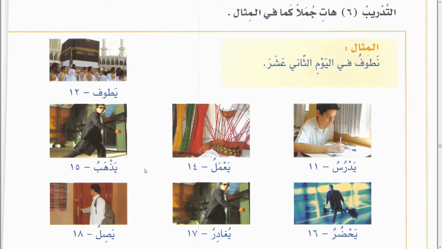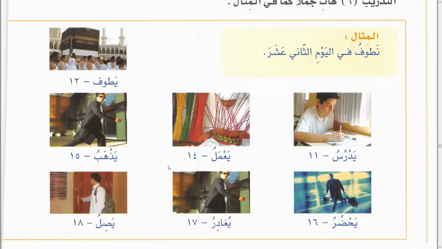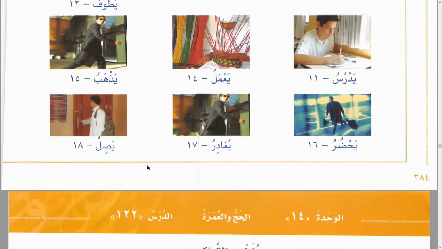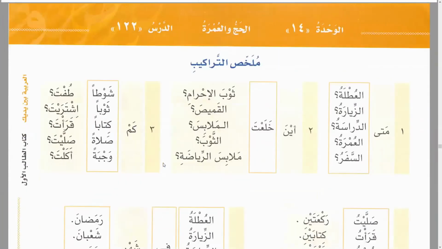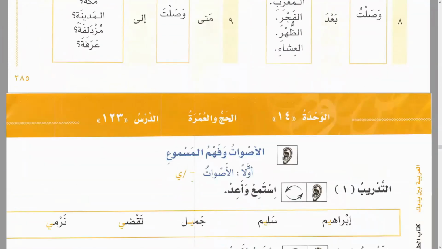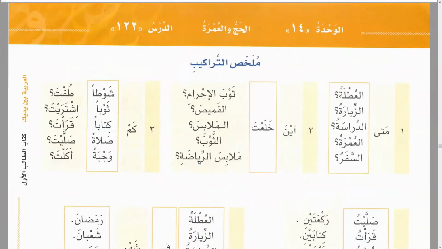Right, so the exercises are getting so difficult, complicated. Okay, alhamdulillah, we reached the last part, that is ملخص التراكيب. We'll do the aswat wa famil masmur next week, inshallah. We'll just try to understand what we did here.